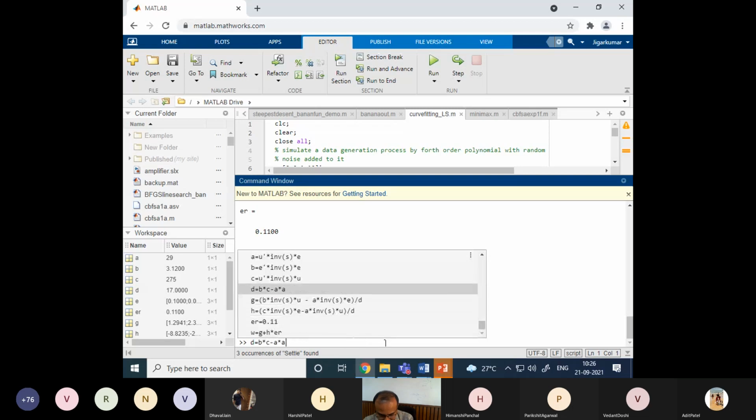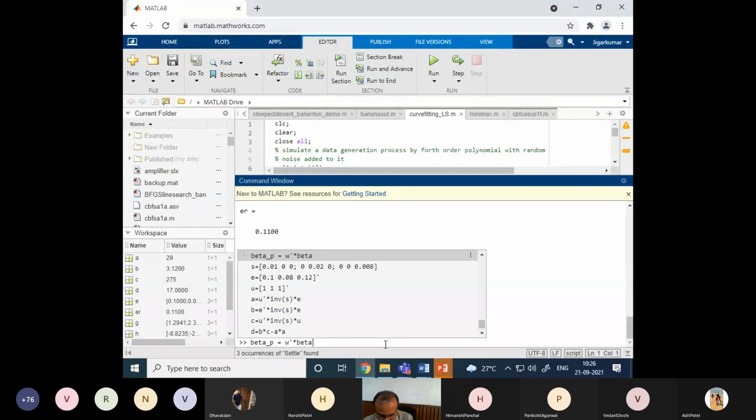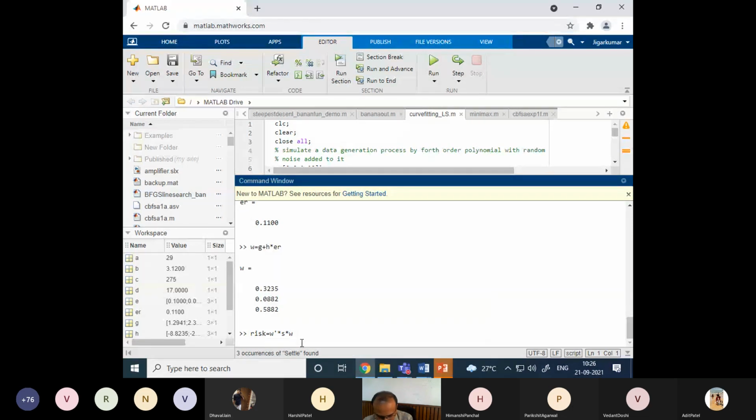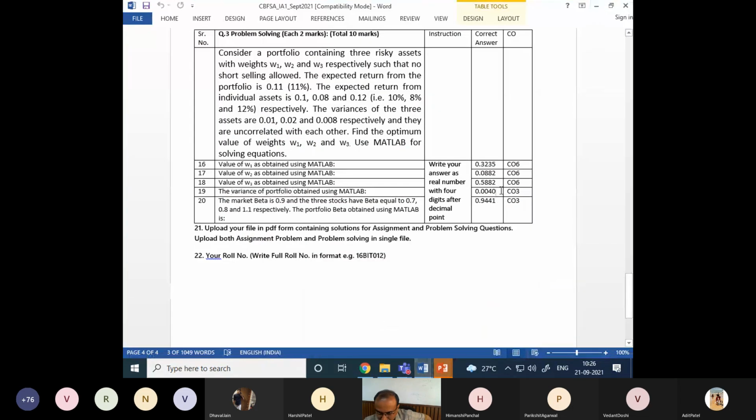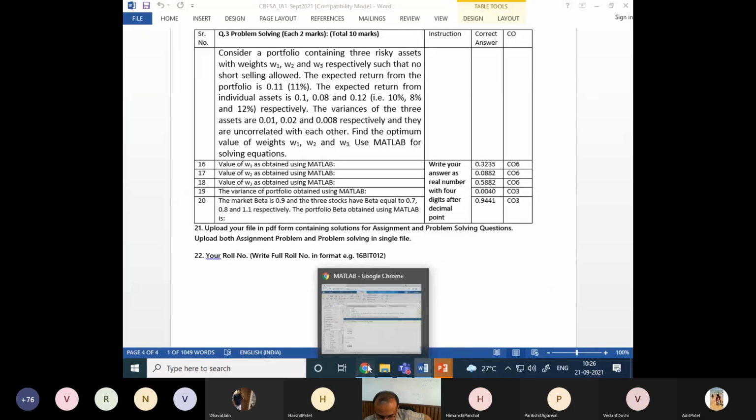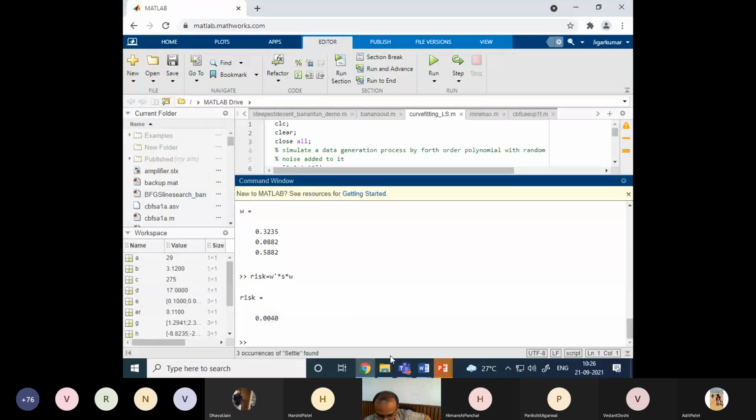So the variance of the portfolio, or risk of the portfolio given by variance, is this. W transpose means W dash. S means here this sigma into W. Press enter. This is risk 0.040, right? So that's what you have to populate here. So that was the risk given by portfolio.